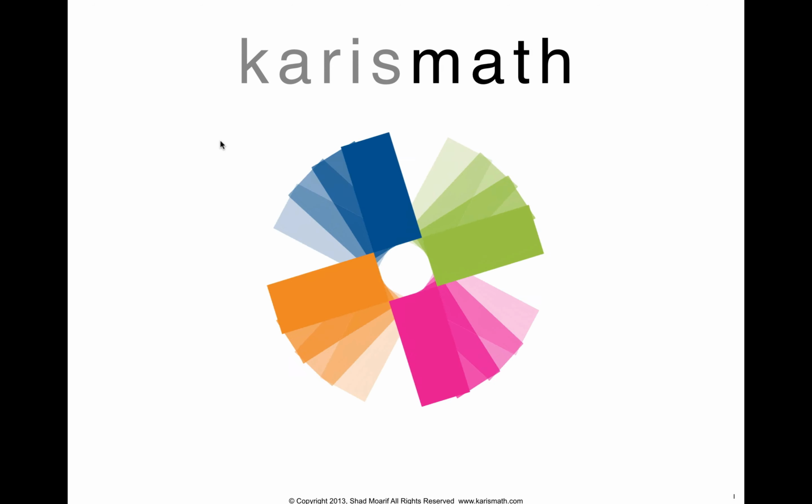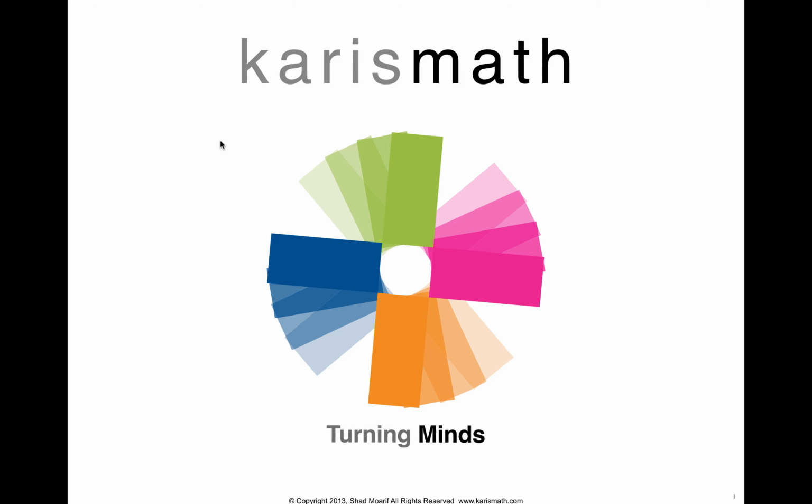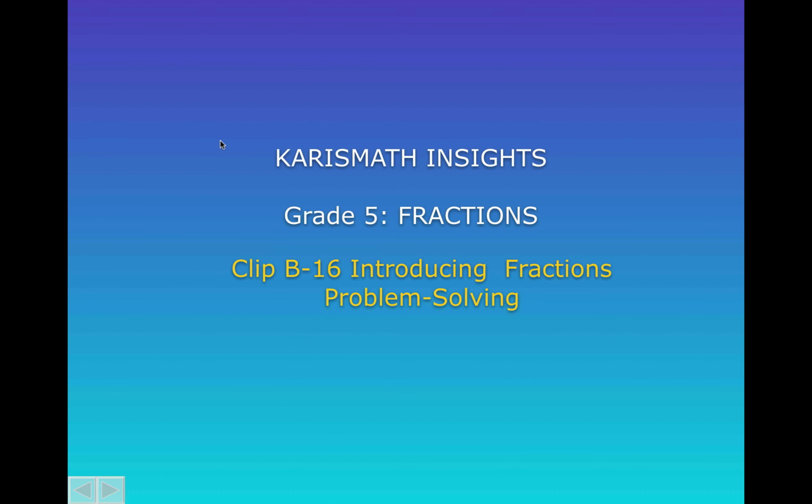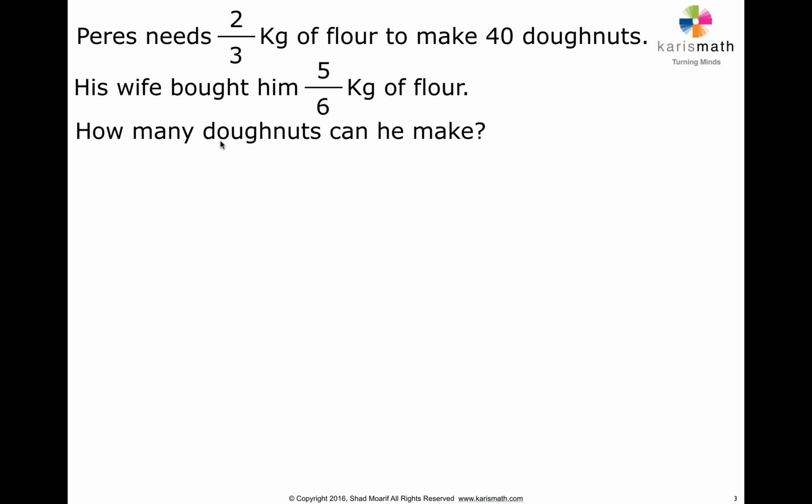Okay, now we're looking at some problem solving and we'll introduce you to some more strategies, how to look at problems, especially word problems. So we'll start with this one. Perez needs 2/3 kilograms of flour to make donuts. There's information here, and all we're going to do is draw what we understand. So 2/3 kilograms of flour to make, how do we draw 2/3 kilograms of flour? That would be the first question.